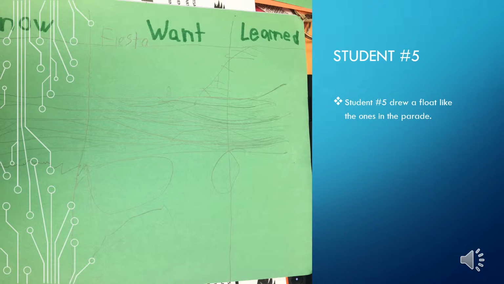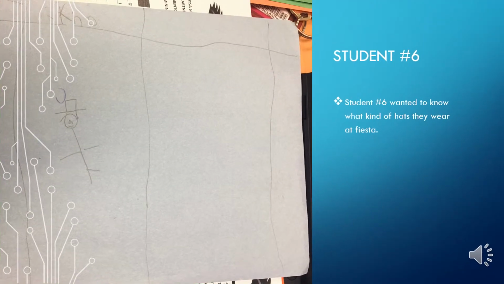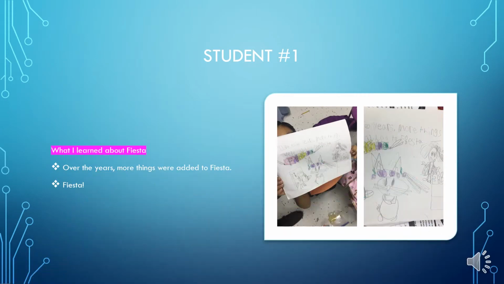For student number five's KWL chart, he drew a float that was across his know, want, and learned. For student number 6, he drew a person with a hat on and explained to me he wanted to know more about the hats that the people wear for Fiesta. Over several weeks in 30-minute increments, we went over the lesson of learning about Fiesta and things that they were interested in.